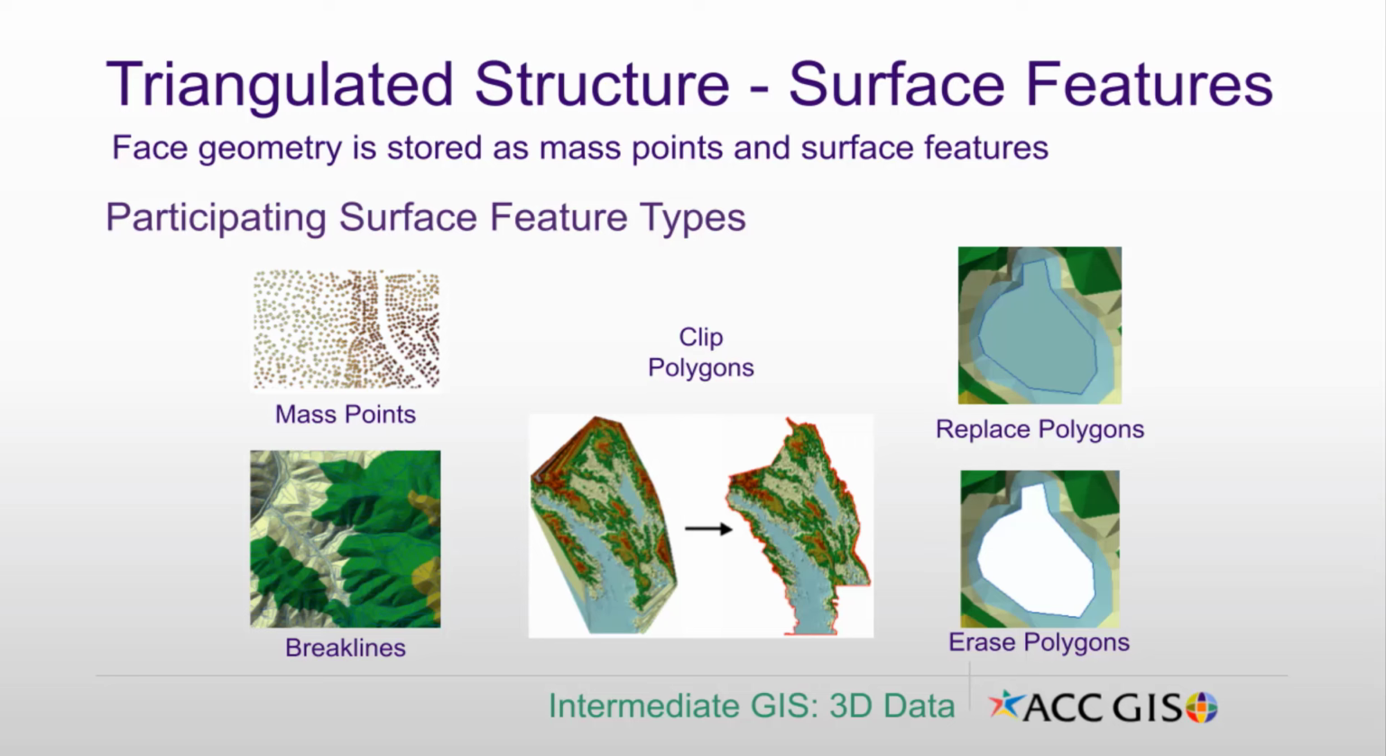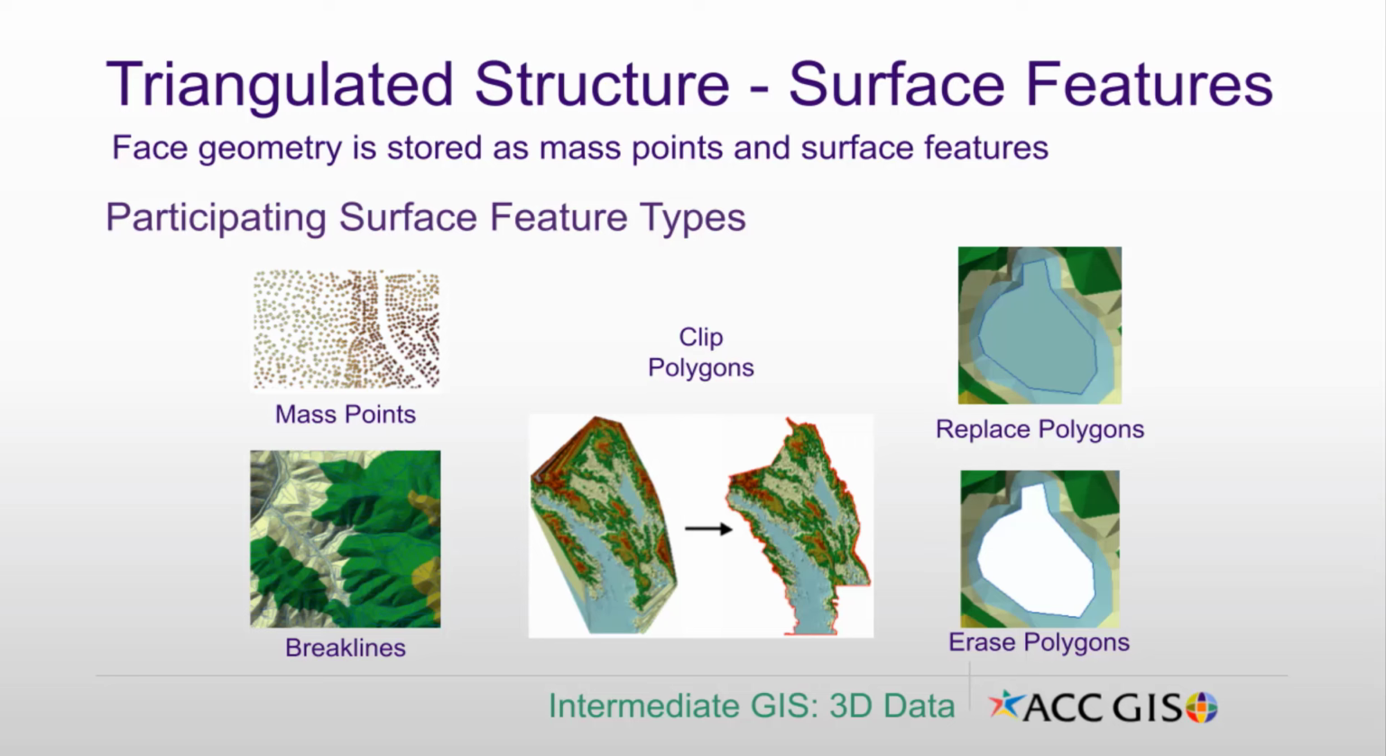Sometimes we also use erase polygons. So for example, if I wanted to project what a mine or a landfill might look like, I might create an erase polygon that erases out that portion of the mine or the landfill, and then introduce additional points or a model that represents my future mine or landfill.